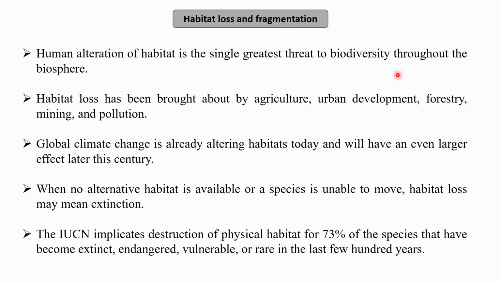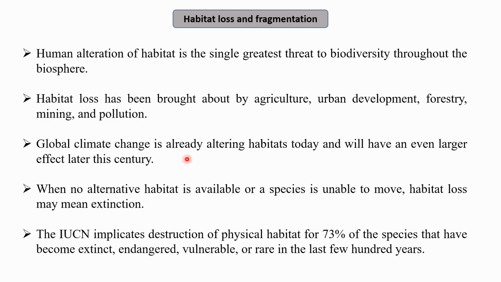Human alteration of habitat is the single greatest threat to biodiversity throughout the biosphere. Basically, habitat loss due to human activities, like construction of buildings or clearing of forests for agricultural development, is one of the greatest threats to biodiversity. Habitat loss has been caused by agriculture, urban development, forestry, mining and pollution. All of these have led to the loss of habitat of particular species, resulting in biodiversity loss.